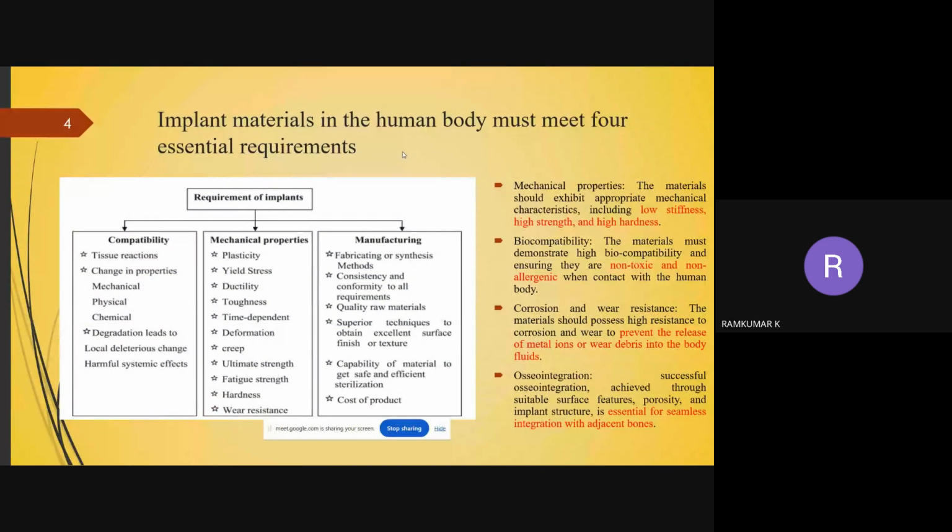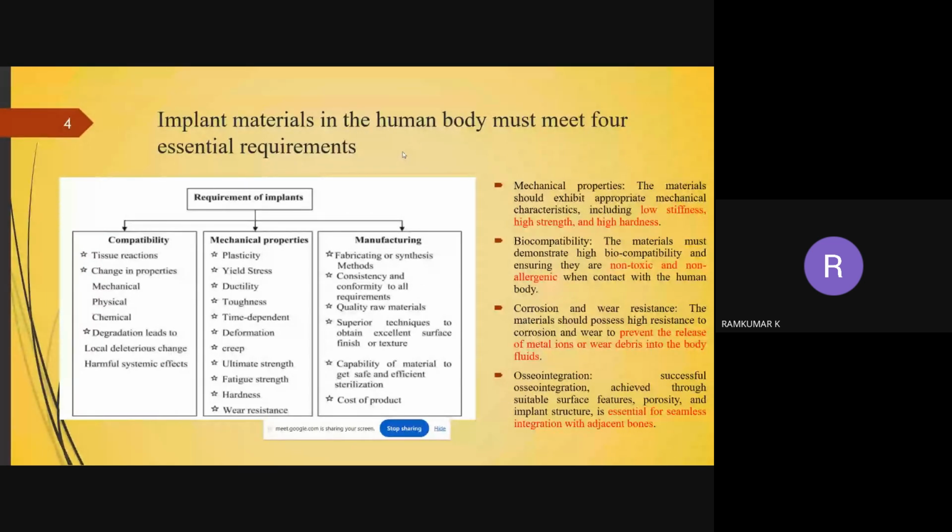The next one is about ductility. Ductility means it should be ready to deform without breaking. The next one is about toughness. Toughness is nothing but it should be strong enough and it should not be broken easily. The material which we are making should be strong enough.